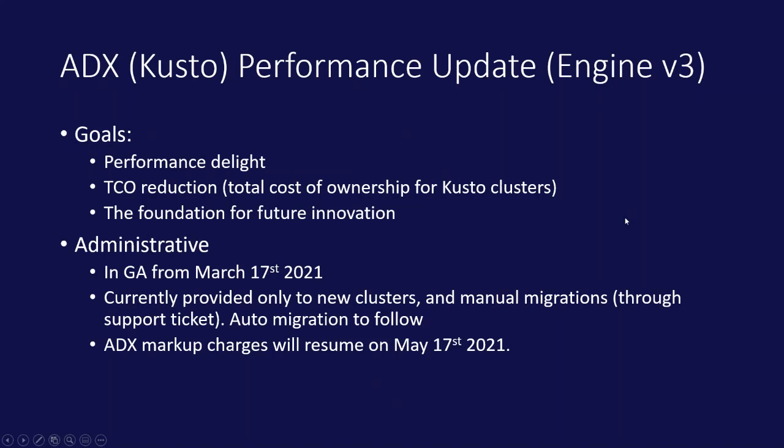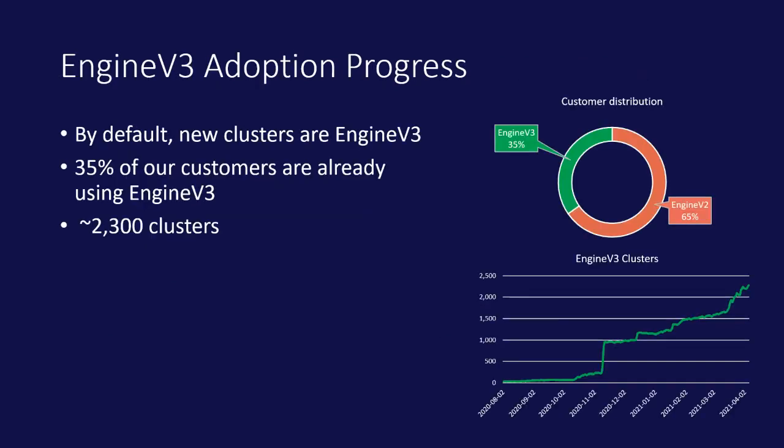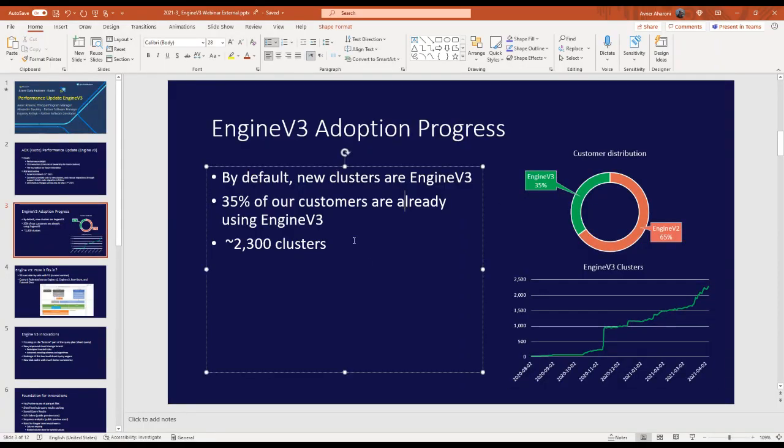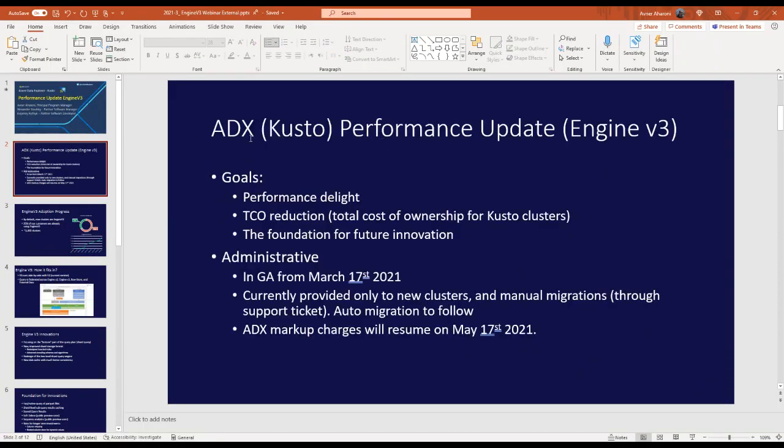So let's start with what we tried to achieve with the new engine. The first is to delight our customers with performance. Performance has always been the main attraction of the Kusto service, and with Engine v3 we are making the performance much better, which we are sure is going to excite and delight our customers.